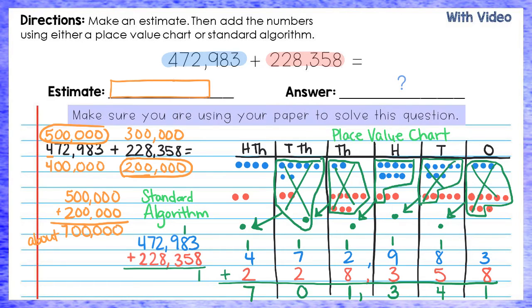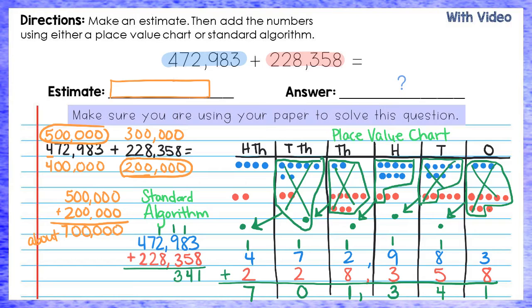We've regrouped 1, 10. Now we have 8 plus 5, 8, 9, 10, 11, 12, 13, plus 1 more is 14. We can't have 14 in the tens place, so our 4 stays in the tens, and our 1 goes into the hundreds place, just like it did over here. 4 in the tens, 1 is regrouped. Now we have 9 plus 1 is 10, plus 3 more is 13. We can't have 13 in the hundreds place. We keep the 3 and regroup 10 into the next column.